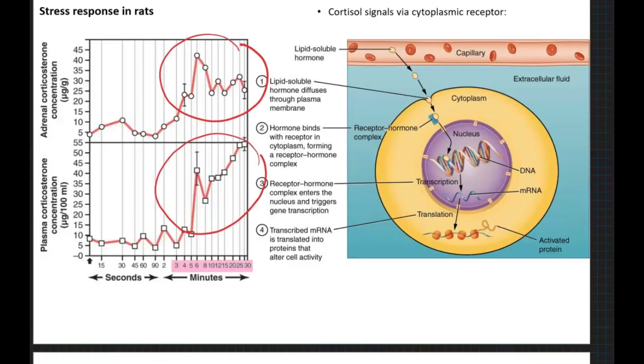Since cortisol is a lipid-soluble hormone, its receptor is located in the cytoplasm. Again, I mentioned that before. I will never ask you to distinguish between the cytoplasm and the nucleus. As long as you know that it's inside the cell, you're fine. So this complex of the receptor and the hormone enters the nucleus and initiates transcription and then translation.